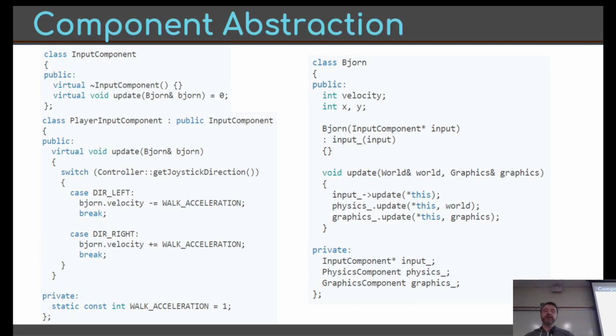This is where our last layer comes in, component abstraction. So now here we have input components. Notice that we have a tilde here. This is now a virtual input component function. What does that mean? Who can explain to me what virtual functions are and how they're used in C++?